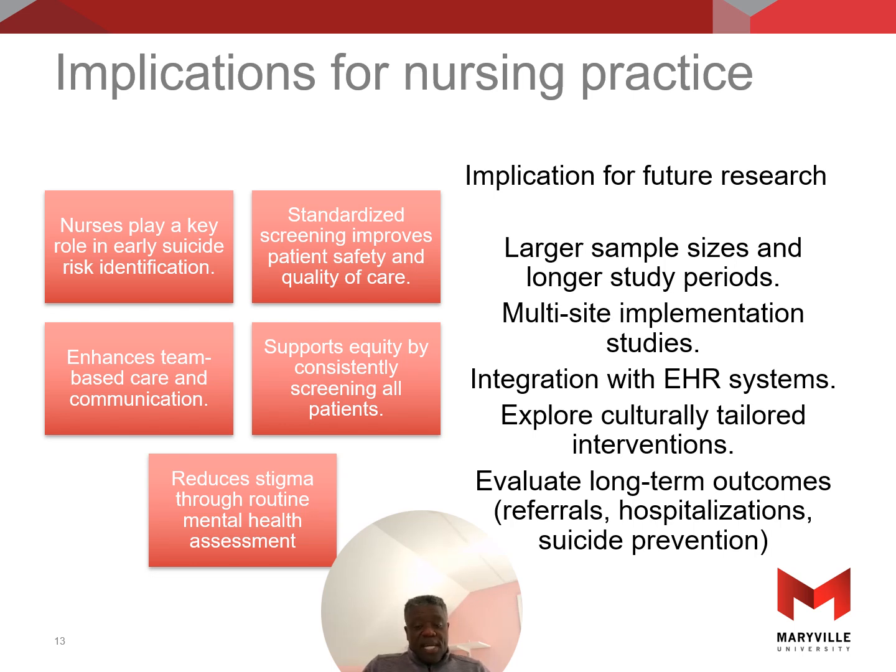Larger sample sizes within a longer study period would be a good idea. Instead of having 78, which is pretty normal, I was told, for a DNP project, a larger sample size might be appropriate in this situation. Then multi-site implementation studies, so other free clinics can also implement this tool and see what comes out of it.